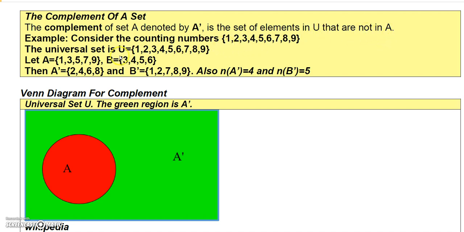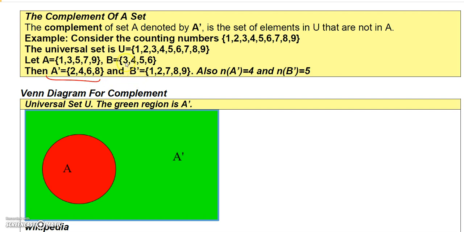So for instance, if we go back to the same sets I used before for A and B, let's say set A is the elements 1, 3, 5, 7, 9, then A prime would be those elements from the universal set that are not in A. So the elements from the universal set that are not in A would be the numbers 2, 4, 6, and 8. So A prime would be that set.